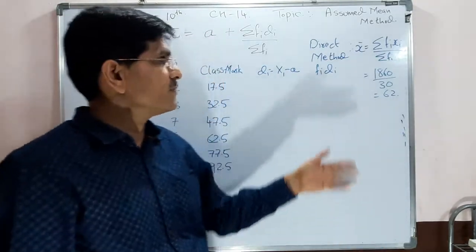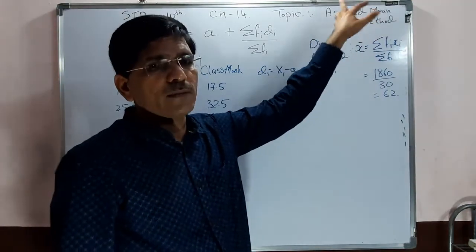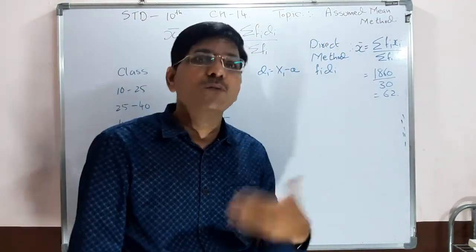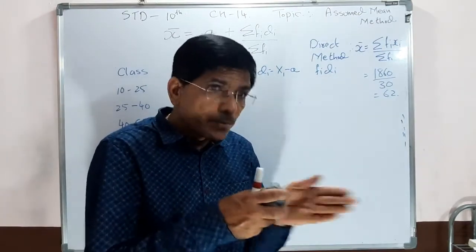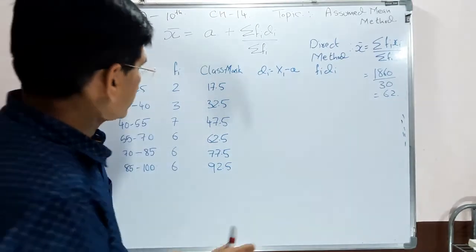So what is the difference between the direct method and the assumed mean method? What is the meaning of assume? In Gujarati, assume means let the number. You assume some mean, and the answer should be near to it, meaning close by. So that way we are starting.